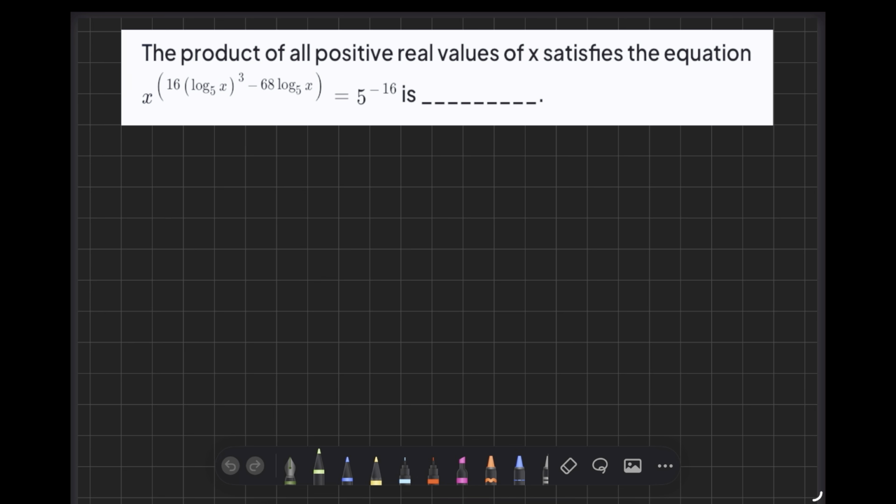If you observe this problem, things are in the power, and we don't know whether the power is equal or the base is equal, and we don't know how to manipulate this. So I feel that we are having a problem with the power. So what I will do is take log on both sides. So let's take log on both sides.